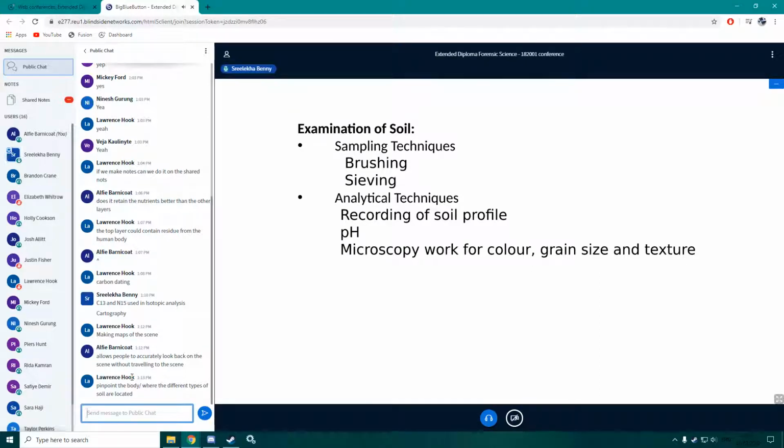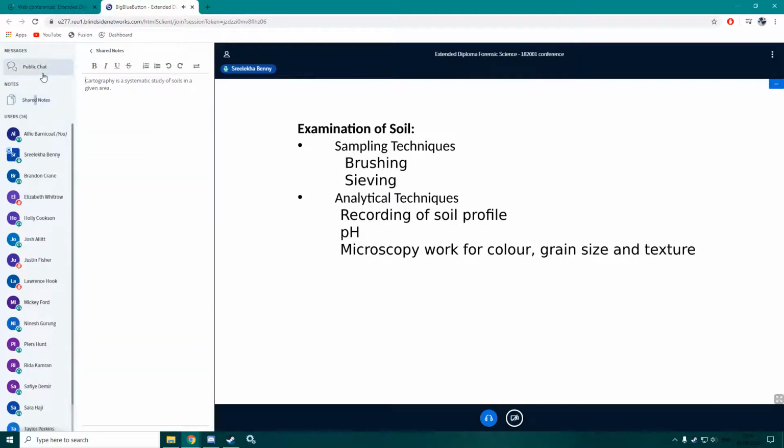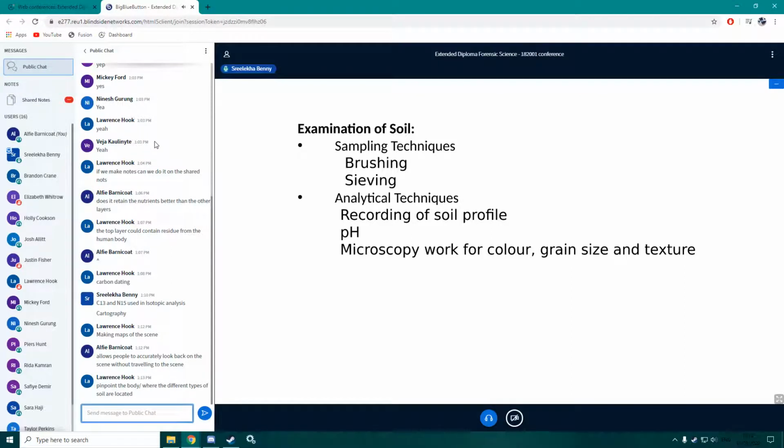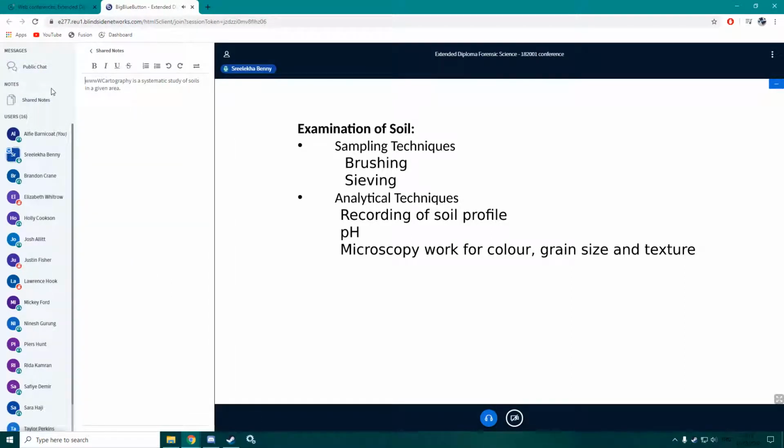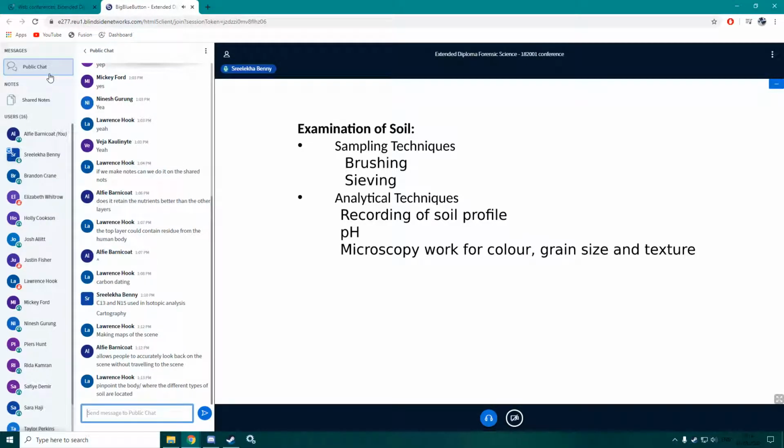So how does it help? Correct, Alfie. It allows people to accurately look back on the scene without traveling to the scene. We just had soil mapping, so people use that for surveys. And the soil can be interpreted by using this method called cartography. We are learning this in the context of forensic analysis.